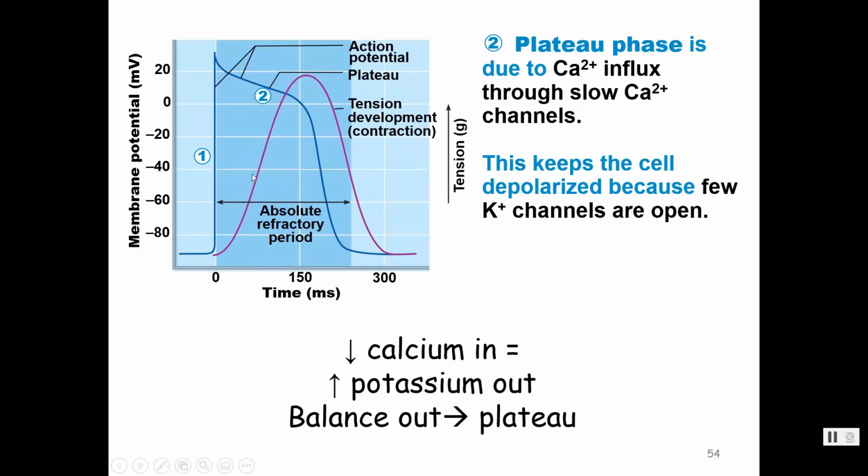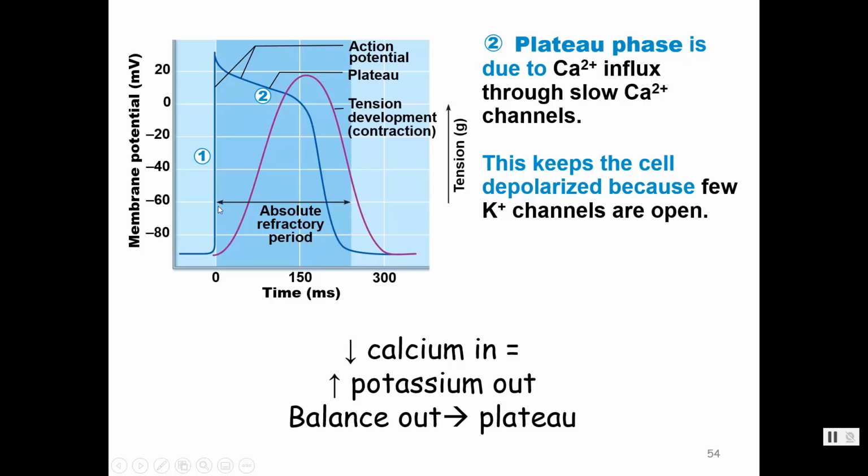And then we're going to have our next phase, which is called the plateau phase. Remember plateaus, the flat parts of rocks, like a mountain with the top cut off. So the sodium gates closed, and now we're going to have slow calcium gates open. So now we've got calcium coming in, but we also have some potassium channels open, so potassium is going out. So the amount of calcium coming in is going to be equal to the amount of potassium going out. And so this is going to drag out that plateau phase.